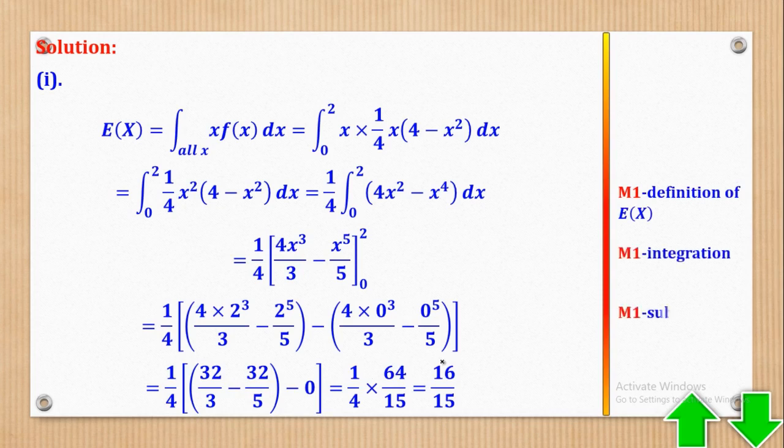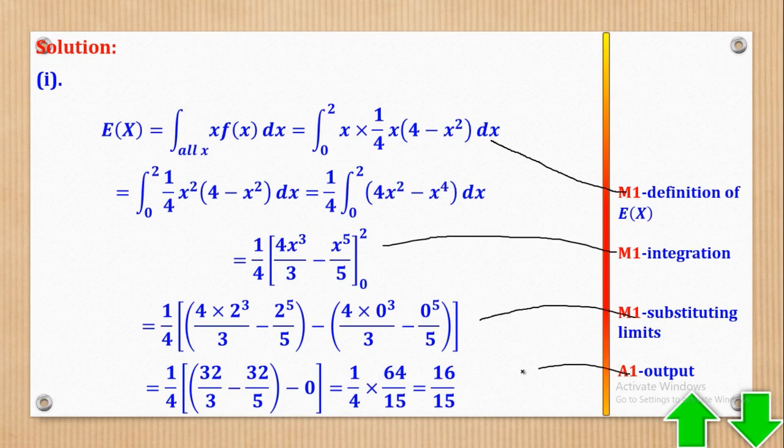Now let's see how much can be awarded. So M1 for the definition of E(x), M1 for integration, M1 for substituting limits, M1 for the output.